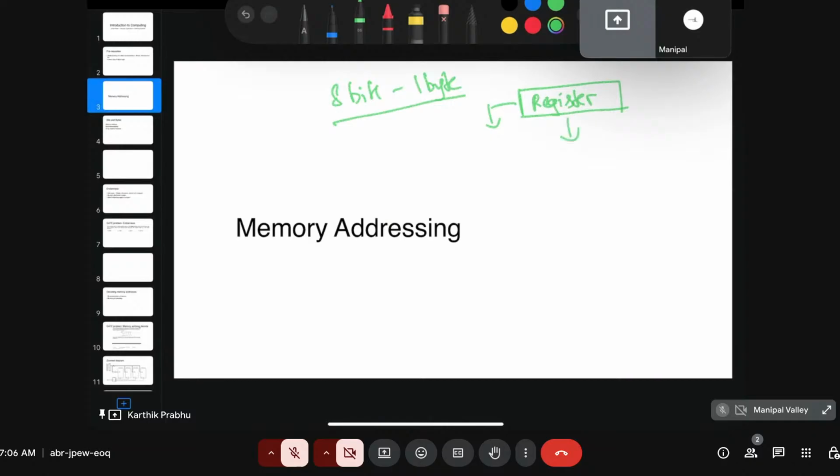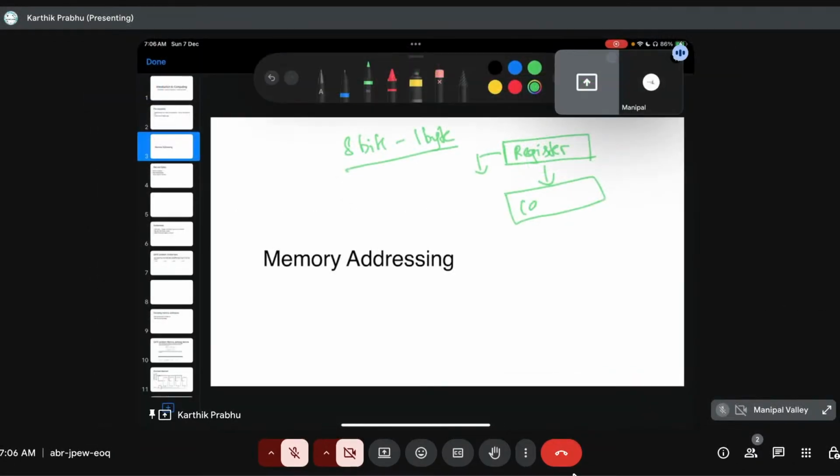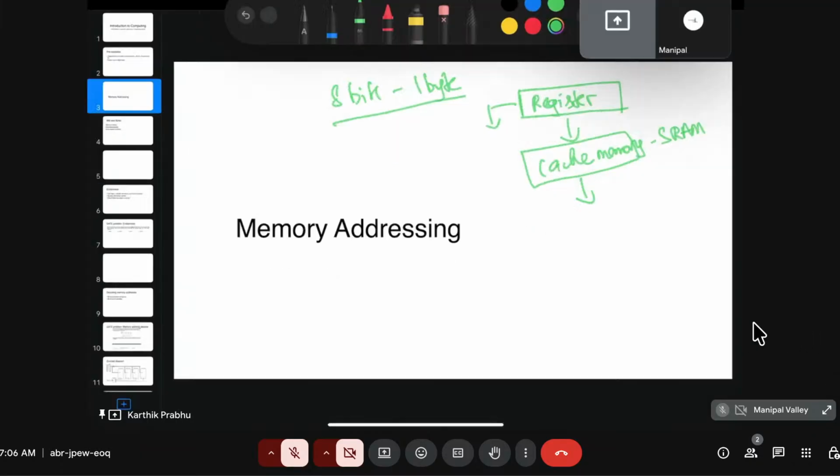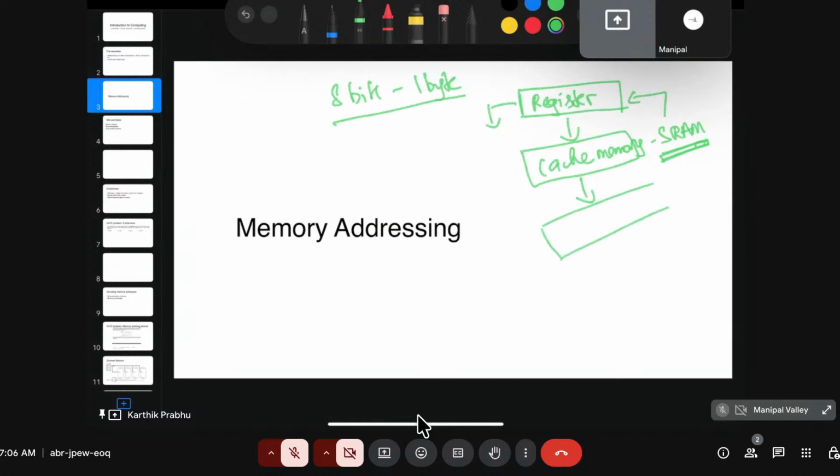Then after that, we have cache memory. How is cache memory implemented? We use something called static RAM, SRAM. That is how we implement cache memory. This is the fast type of RAM, which uses the flip-flop method only, but it's somewhat slower than registers. It's also a little bit farther away from the CPU. We'll get into cache memory in more detail.